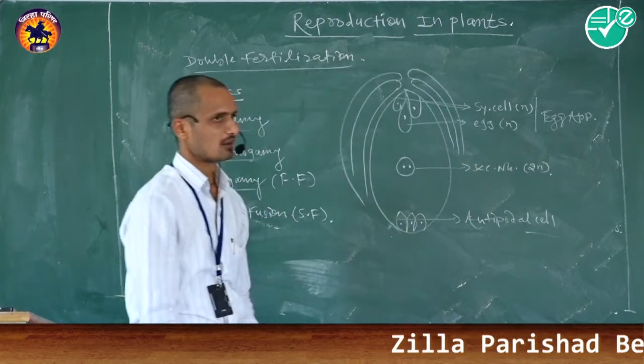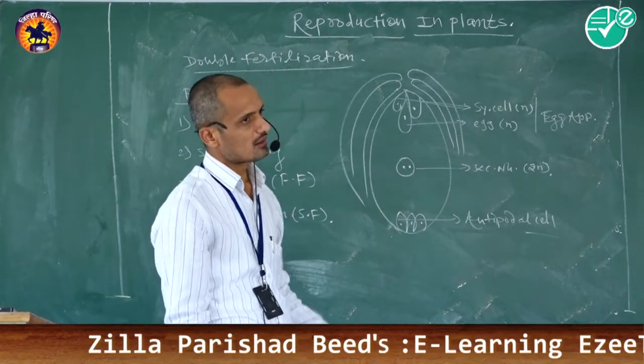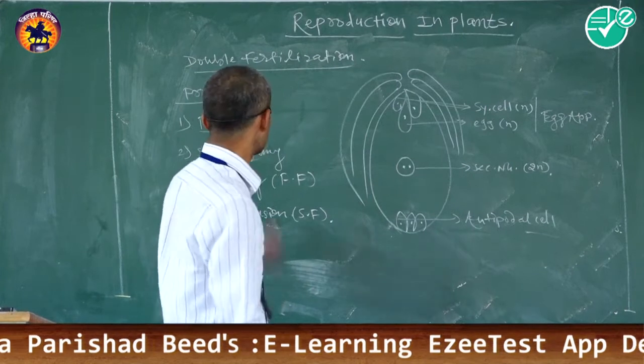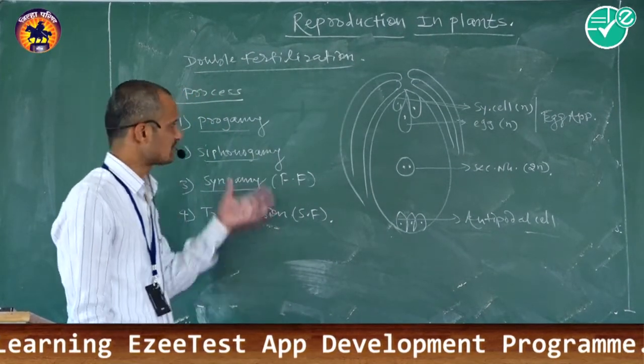That is the typical structure of ovule containing embryo sac. Okay. The process of double fertilization can take place by these 4 steps.